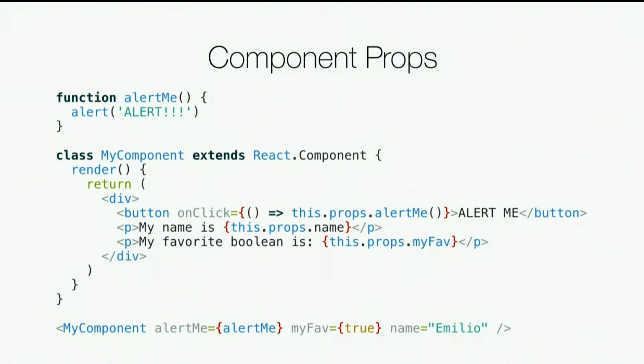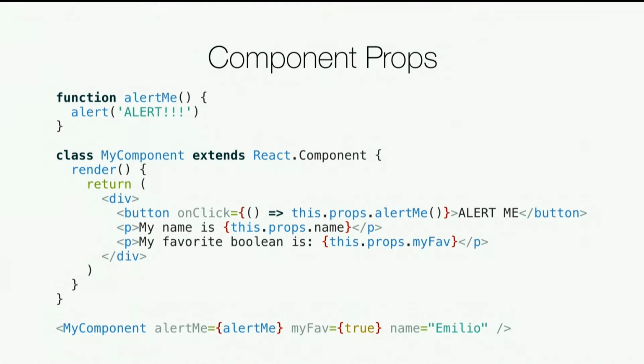So you can define an alert me function. So this is where you would actually be calling your component in the markup. You can pass that alert me function as a prop called alert me, a boolean true as the prop my fave, and then a name, and that's just a string. Then you can see in the actual render method, that button has an on click where it's going to call that alert me function that we passed in. So it's just going to be prefixed with this.props because that's the object it's going to attach it to.